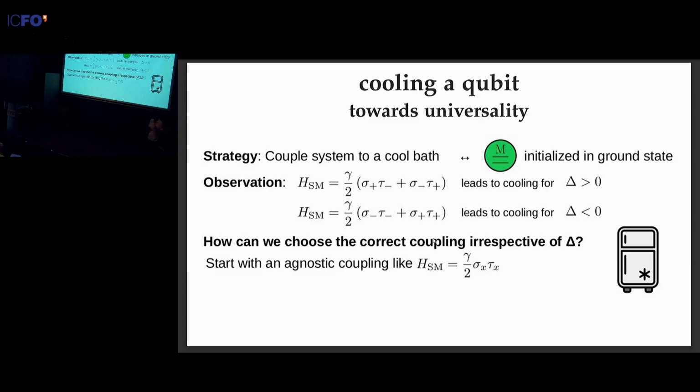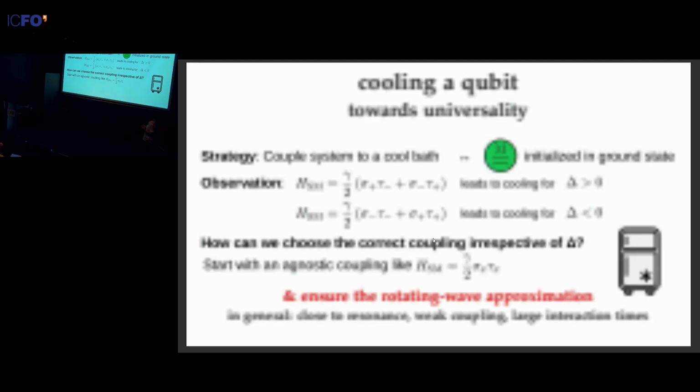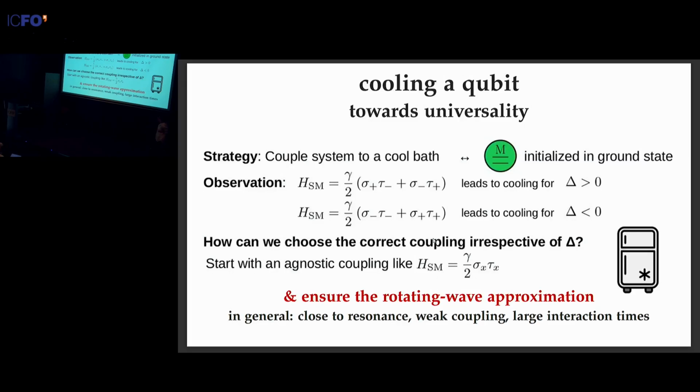Okay, but we don't want to need to know the sign of the gap. So a system agnostic interaction would be a coupling of the form XX, because this contains both of these terms. Maybe now you see where the rotating wave approximation comes in. Because if the gap is positive, then this is the term that survives in the rotating wave approximation. If the gap is negative, this is the term. So for positive gap, these are the counter-rotating terms, and vice versa for negative gap.